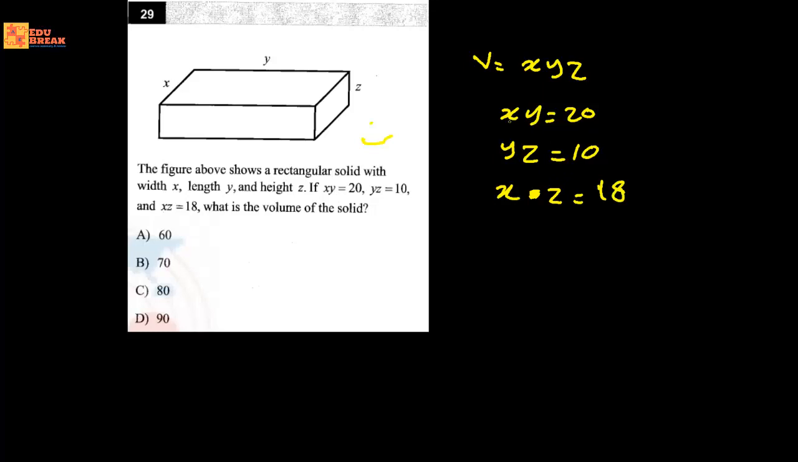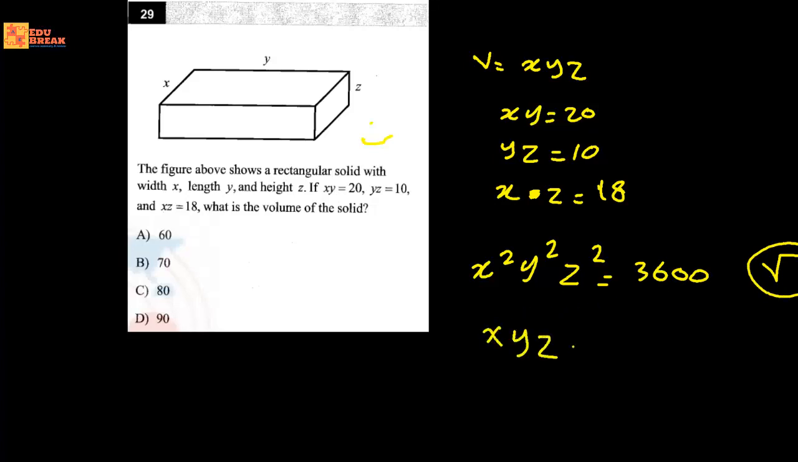Okay, so multiply the three equations to each other. It will be x times x, which equals x squared, y times y, y squared, z times z, z squared, and then multiply 20 times 10 times 18, which equals 3,600. Take the square root, so xyz equals the square root of 3,600, which is 60. This is the volume, which is 8. Next question.